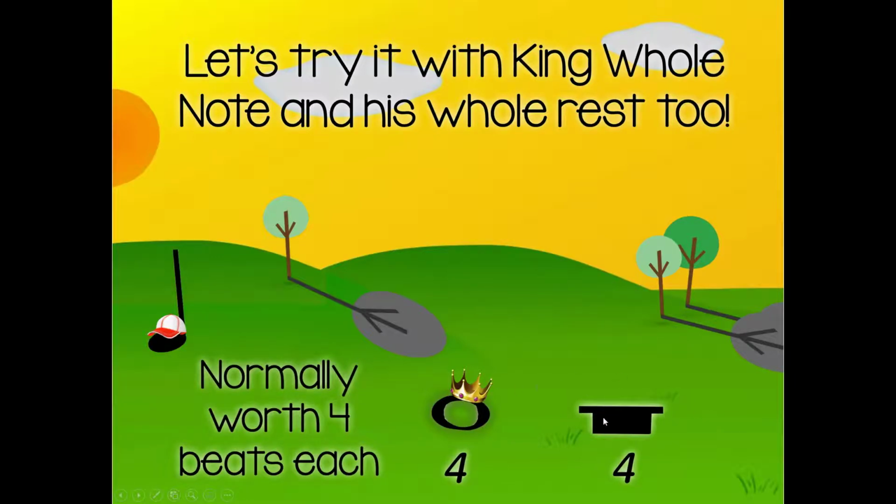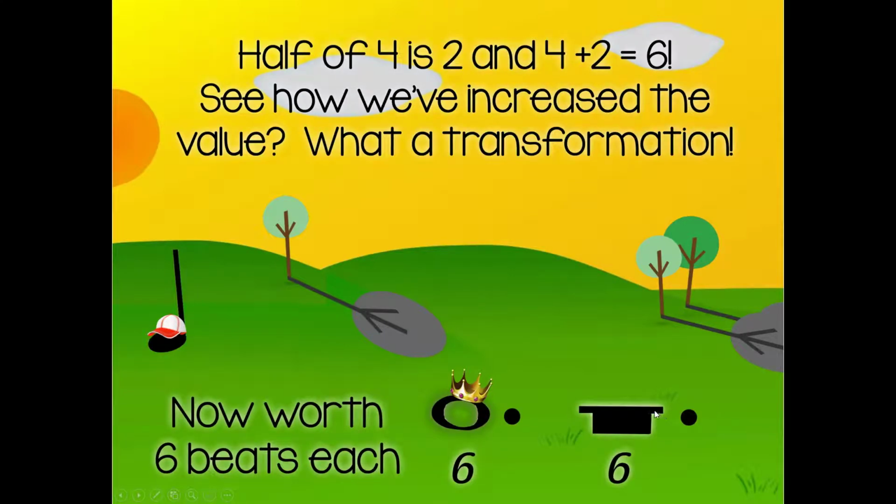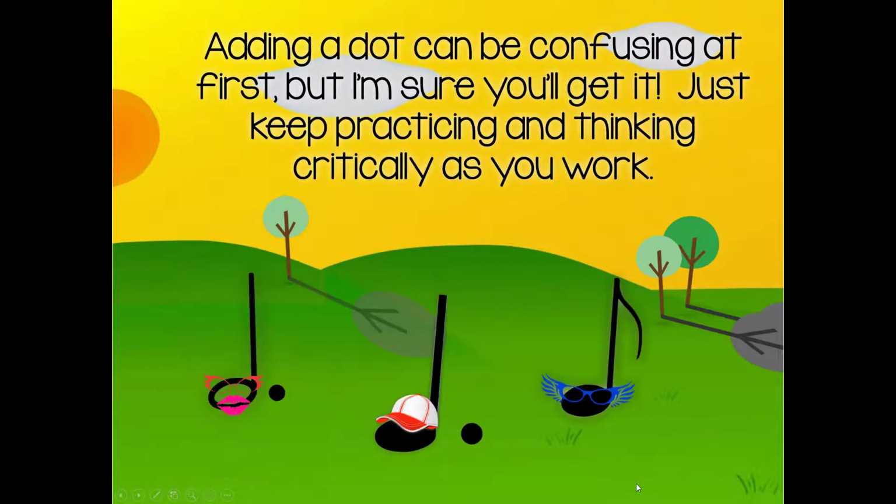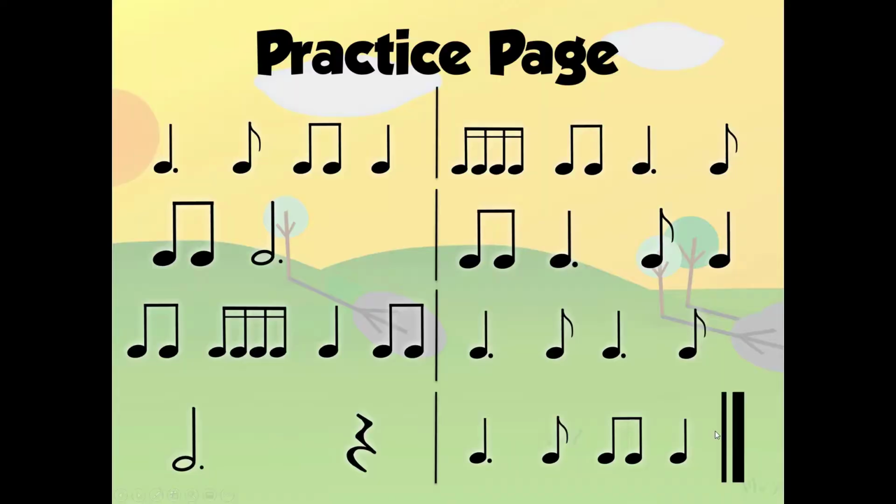They are normally worth 4 beats each, but if we add the half, half of 4 is 2, and 4 plus 2 equals 6. See how we've increased the value? What a transformation! Now worth 6 beats each. Adding a dot can be confusing at first, but I'm sure you'll get it. Just keep practicing and thinking critically as you work.